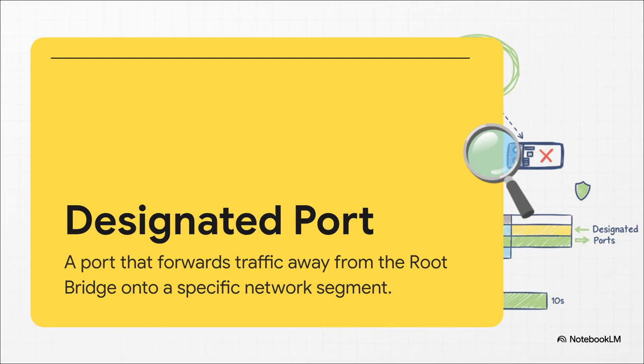Next, we have designated ports. Now, for any single cable that connects two switches, only one end of that cable can be the boss, the one in charge of sending traffic down that link. That port is the designated port. It's the official on-ramp for that piece of the network.